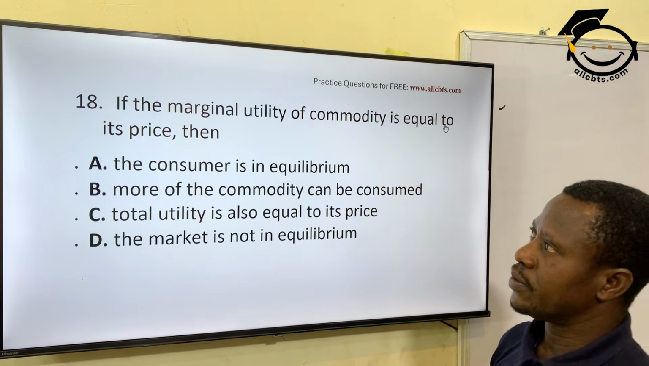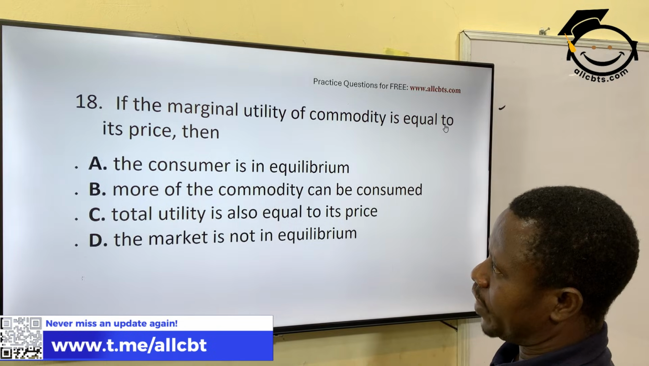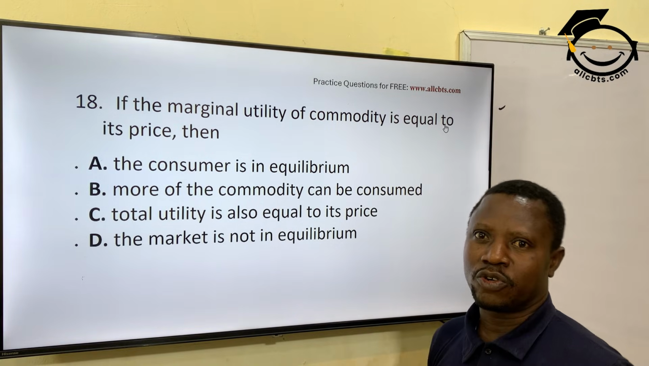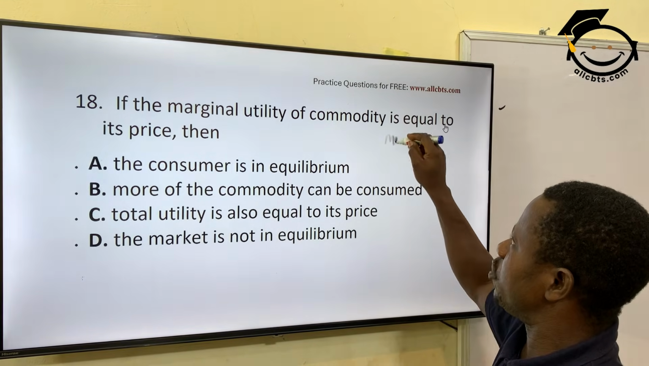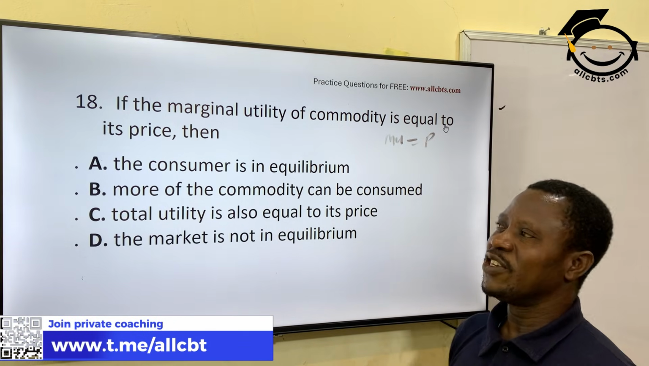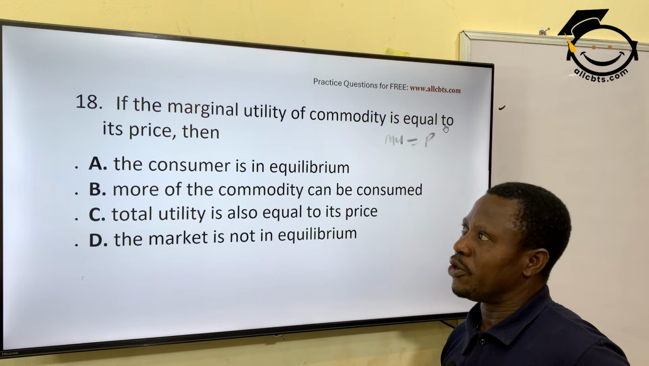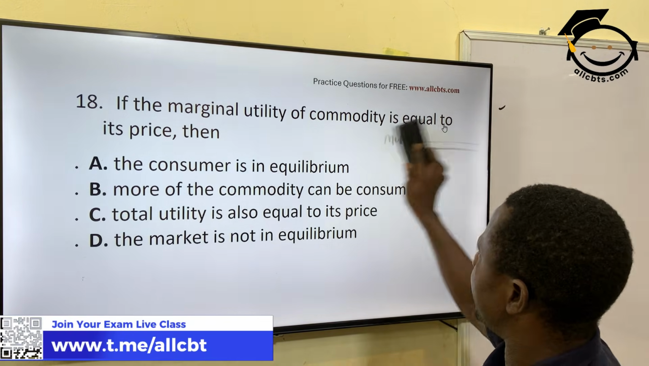The next question. If the marginal utility of a commodity is equal to its price, then the consumer, of course, is in equilibrium. If the utility you are getting is equal to the price, that means you as a consumer are already in equilibrium. You're enjoying, you're in equilibrium. Option A is the correct answer.